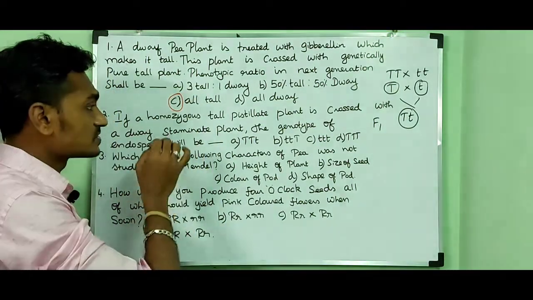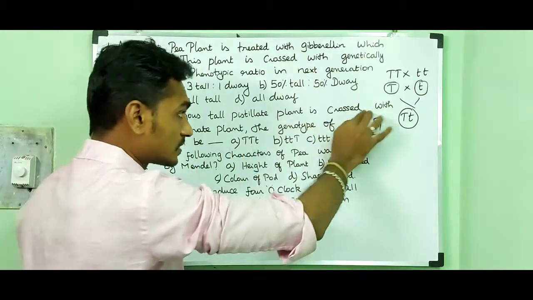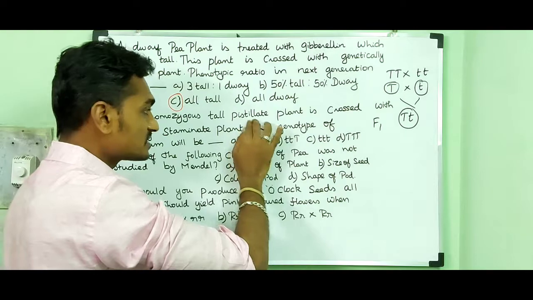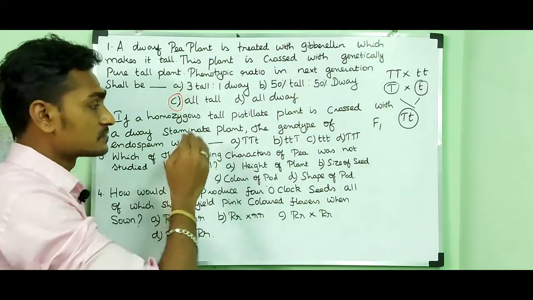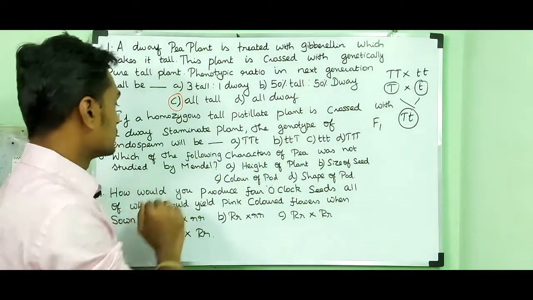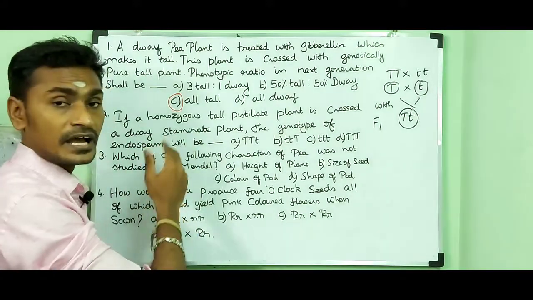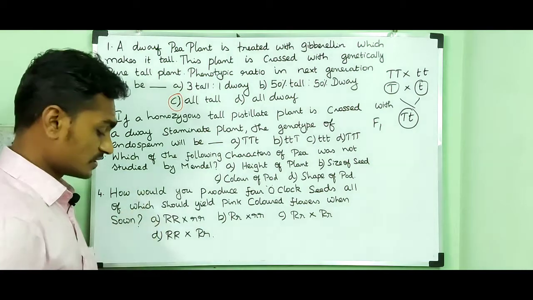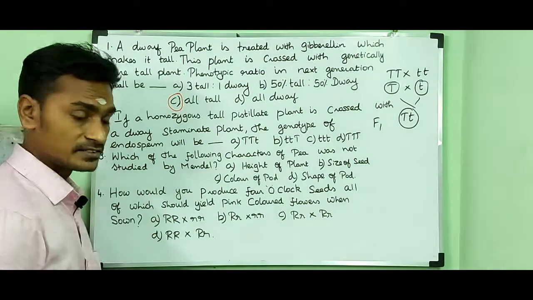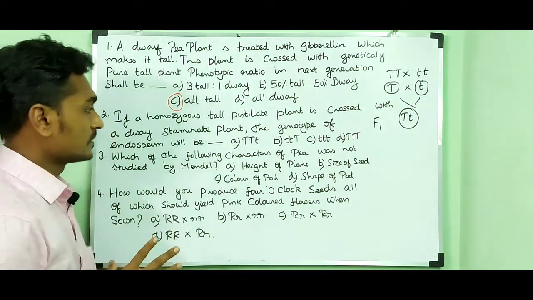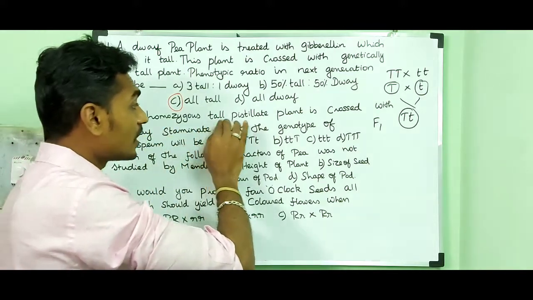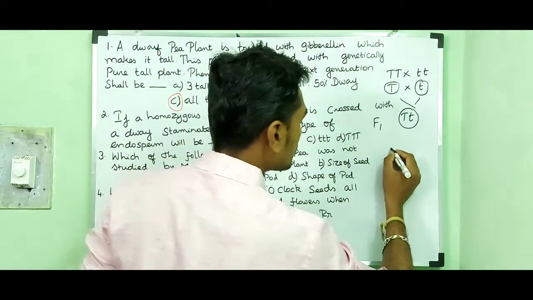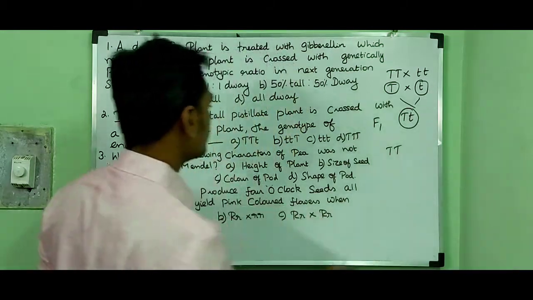If a homozygous tall pistillate plant is crossed with a dwarf staminate plant. Pistillate means female, the gynoecium. A dwarf staminate means androecium. The genotype of endosperm will be, so the ploidy nature of endosperm is triploid. So homozygous tall pistillate is capital T, capital T.